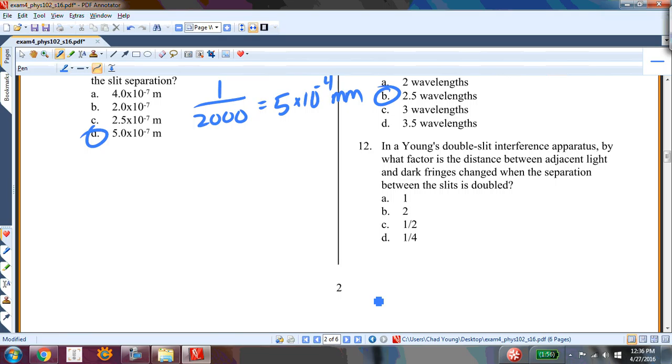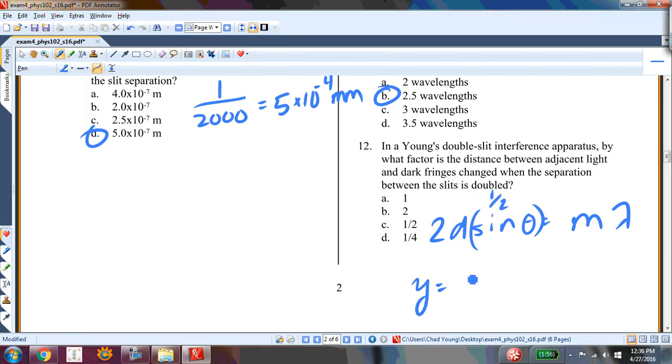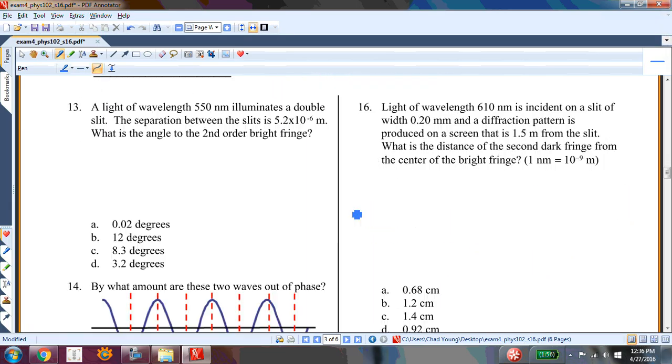In Young's double slit interference apparatus, by what factor is the distance between light and dark fringes changed when the separation between the slits is doubled? So d sine theta equals m lambda. I'm doubling d. That means sine theta is going to decrease by a half. And then the distance is given by y equals L tan theta. If I decrease sine theta by a half, I also decrease tangent by a half, so the distance between the fringes is going to be halved. So number 12 is C.